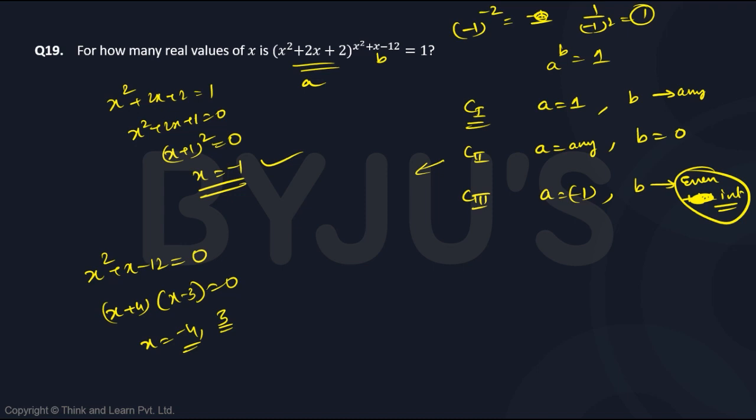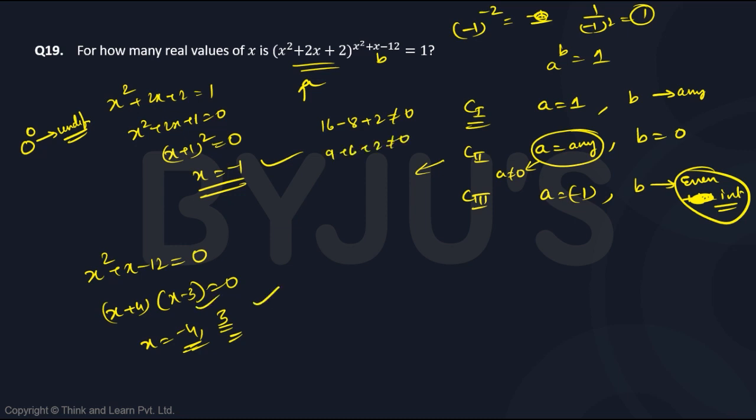But please be careful about one thing. When you get these two values, when I say a is anything, you have to make sure that a is not equal to 0, because if a is equal to 0, b is also equal to 0, and 0 power 0 is undefined. So make sure that the answers you get here do not make a as 0, that is the lower quadratic equation as 0. You can clearly see that x square plus 2x plus 2 will not become 0 when x equals minus 4, because this is 16 minus 8 plus 2, which is not equal to 0, and it is 9 plus 6 plus 2, which is not equal to 0. So both of these answers are acceptable.